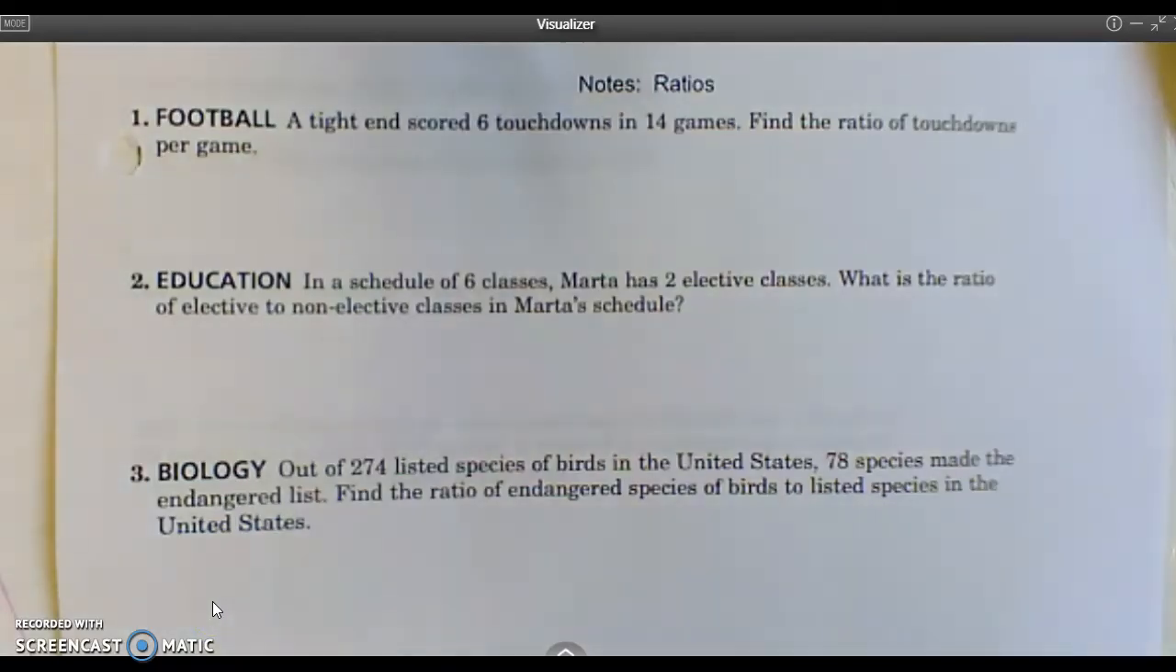We're going to be talking about ratios. Ratios are something that you have done before, but we wanted to talk about it in context of proportions. And so let's just look. They're all word problems, but hopefully they won't be too difficult for you.